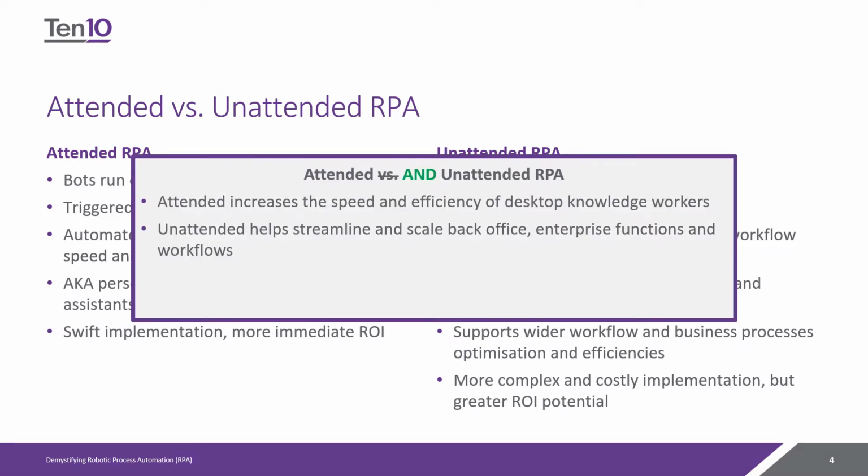It's important to recognize that both attended and unattended can be leveraged as part of your RPA strategy. Attended automation increases the speed, efficiency, and capabilities of desktop knowledge workers, and unattended automation helps streamline and scale back-office enterprise functions and workflows. At the end of this presentation, take some time to consider the tasks and processes within your business that you may wish to automate. Which do you think lend themselves to attended automation, and which would you consider be more suitable for unattended automation?